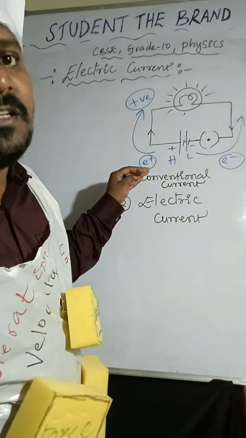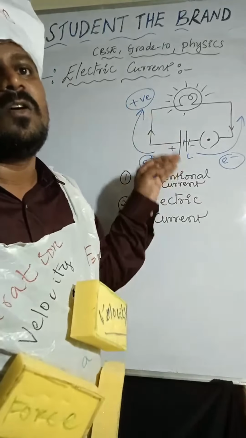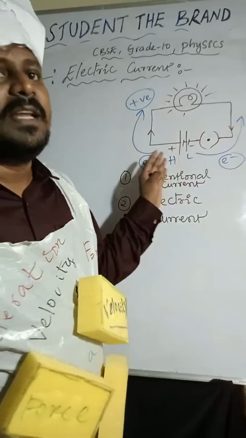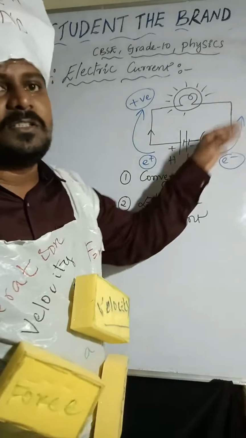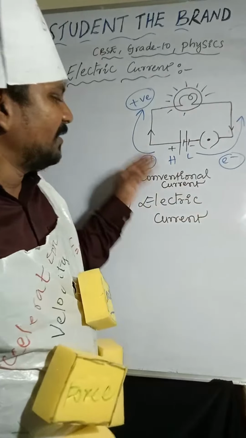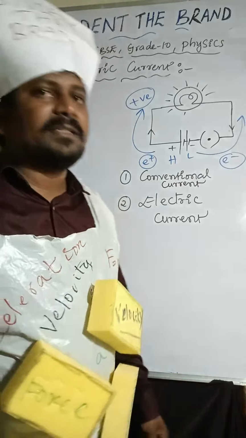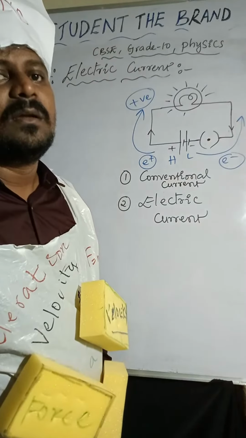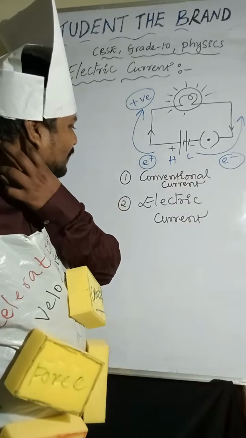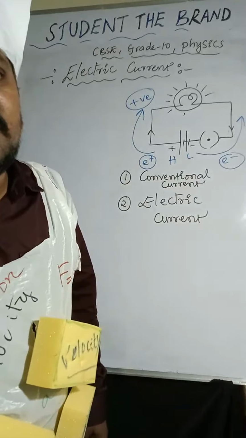Conventional current is nothing but the flow of positive charges. Positive charges will move from high potential to low potential, whereas electrons will move from low potential to high potential. I hope it is very clear to you all. So, conventional current and electric current. Next, we will discuss electrical potential and potential difference.